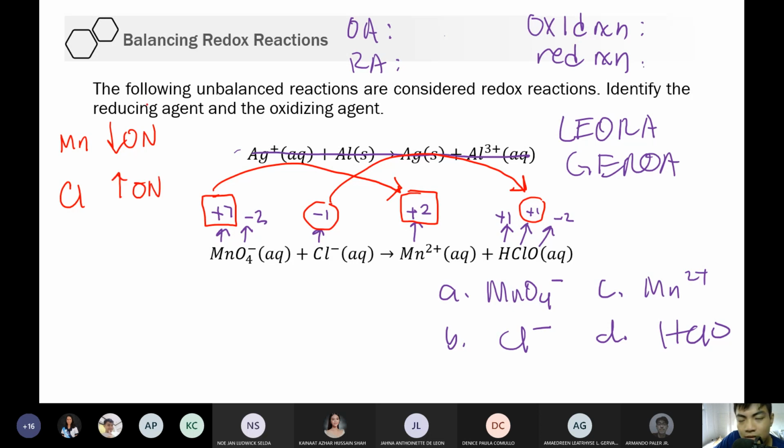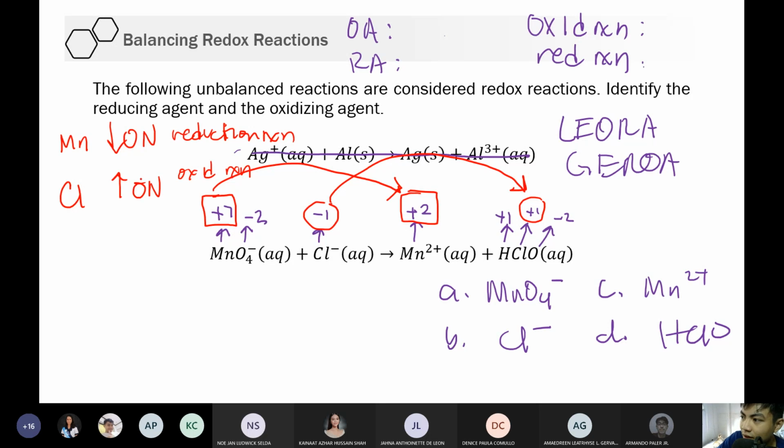So, again, pag bumaba ang oxidation number, that's reduction reaction. And pag tumaas ang oxidation number, that's oxidation reaction. So, checking your answers, yeah, you are all correct. Ayan, so very good, no? Magaling.